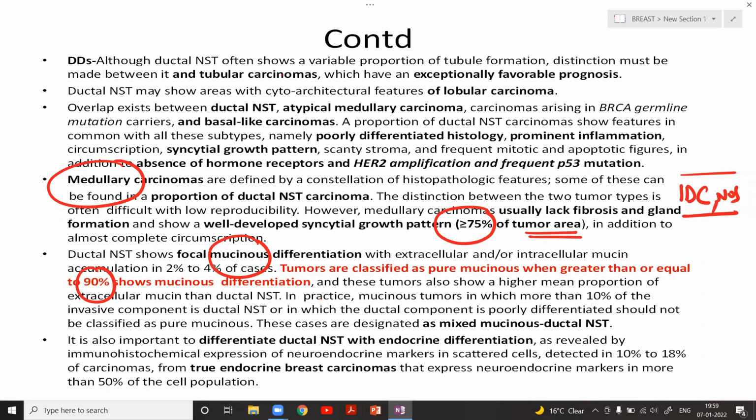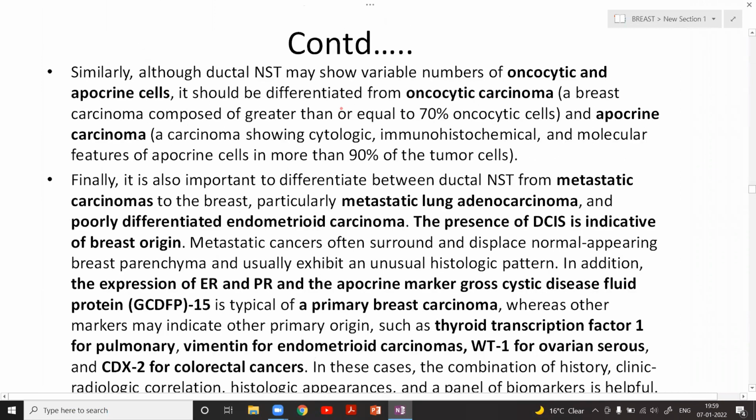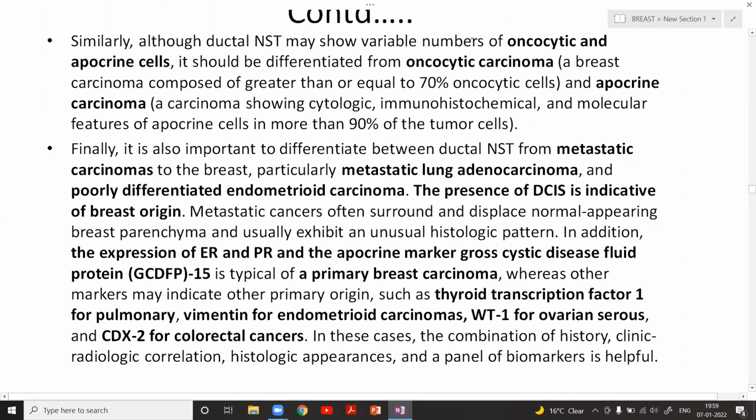Now, one important thing I would also like to say is that, apart from these basic features, there are other carcinomas like oncocytic and apocrine carcinomas. For a breast carcinoma to be labeled oncocytic, 70% of the area should be oncocytic. For apocrine, 90% of the area should be apocrine cells.